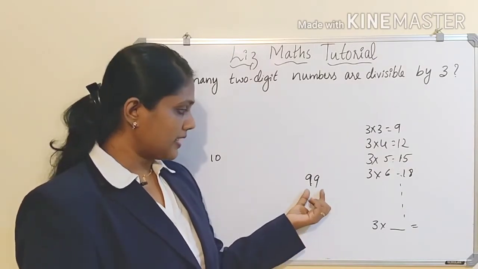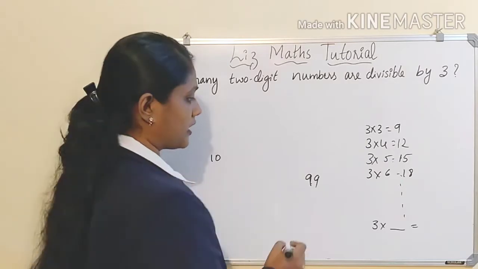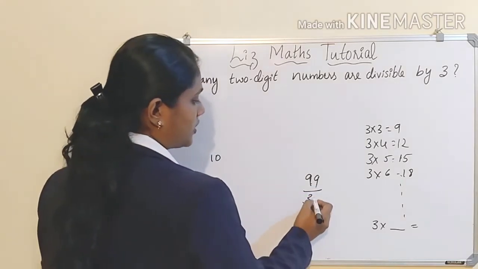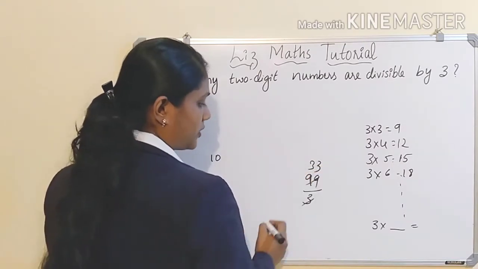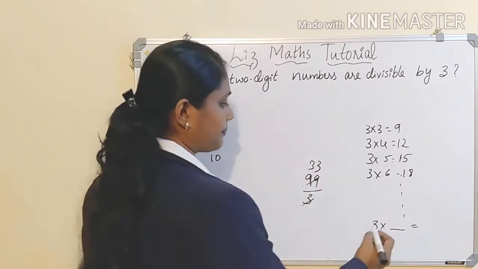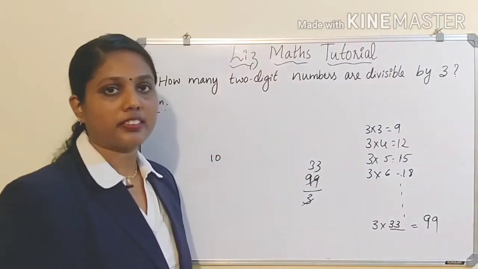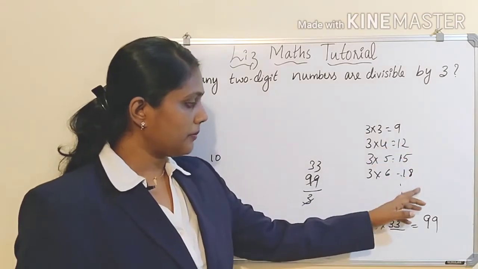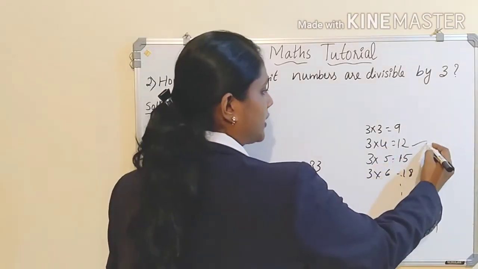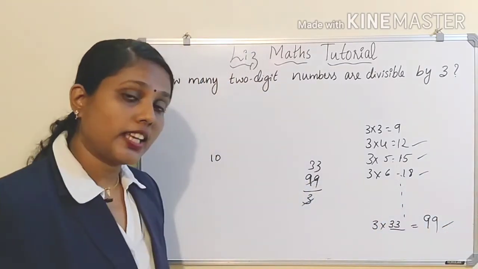So when it comes to 99 here, you have to check whether it is divisible by 3. You know that it's divisible by 3: 3 nines are 27, and 33 threes are 99. Am I right? Yes. So you can see the 2-digit numbers which are coming here are 12, 15, 18, so on up to 99.